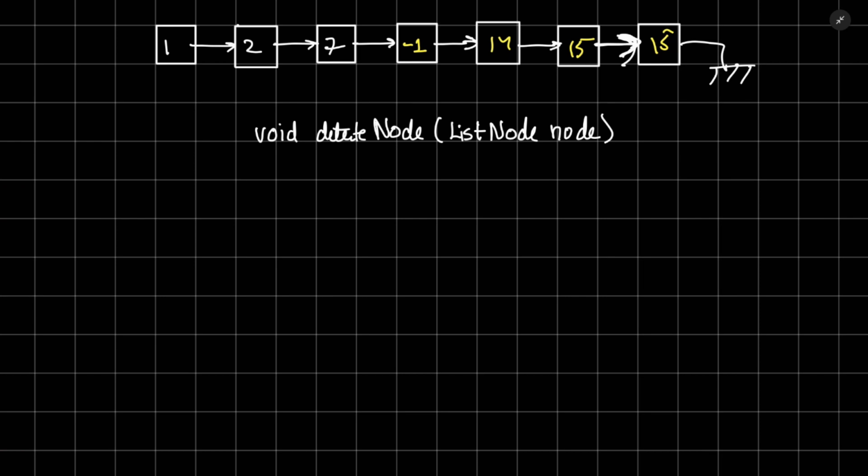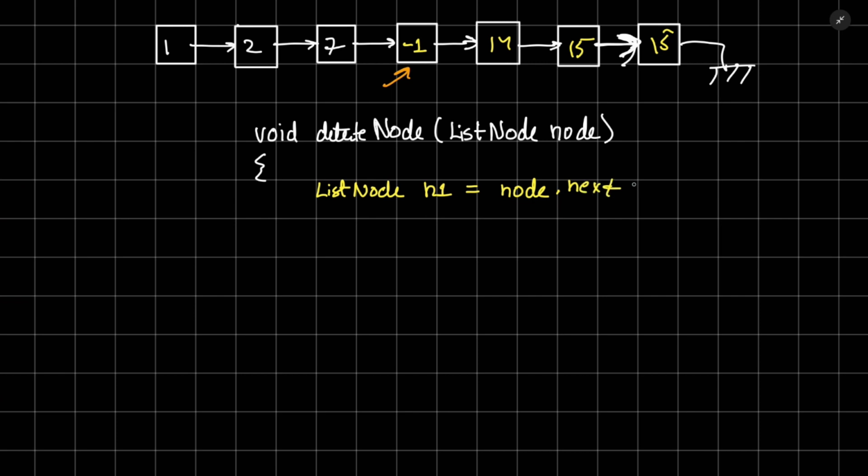First, let's take the node in the example that we have taken earlier, which is just this -1. We have to delete this -1. How we will proceed is, we will make another list node which will be pointing to the next of our current node. So list node, let's say it's n1, you can also call it next. It's pointing towards the next of node, node dot next.